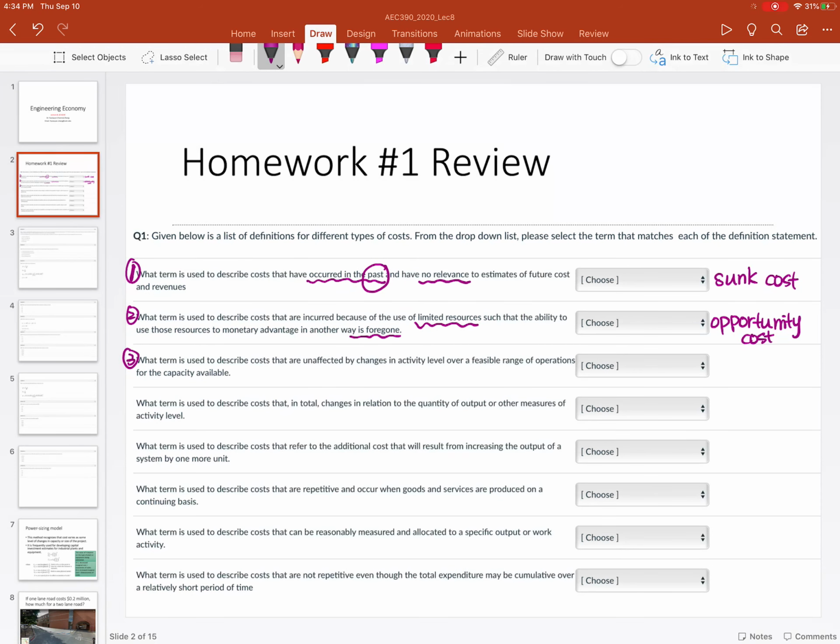Third, what term is used to describe costs that are unaffected by changes? Unaffected by changes in what? In the activity level over a feasible range of operations for the capacity available. Okay, so it doesn't change along with how many products you are producing. So that's gonna be fixed cost.